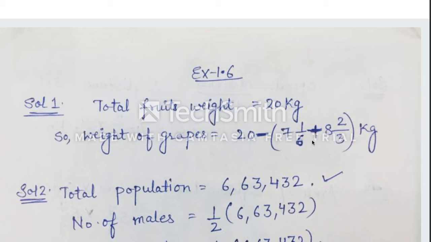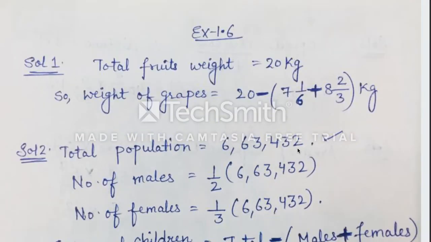Yes, the sum of the two which are given, oranges plus apples weight, and this sum will be subtracted from the total weight. So 20 minus (7 1 by 6 plus 8 2 by 3). Here you need to be very clear, students. The reason I am putting this bracket is that you will do the addition first and then subtract from the total. Clear? Now the further solution you can all complete. Clear everyone? So that is the first question. Let's move to the next question.